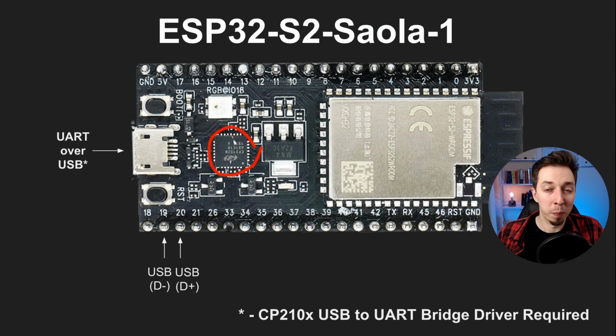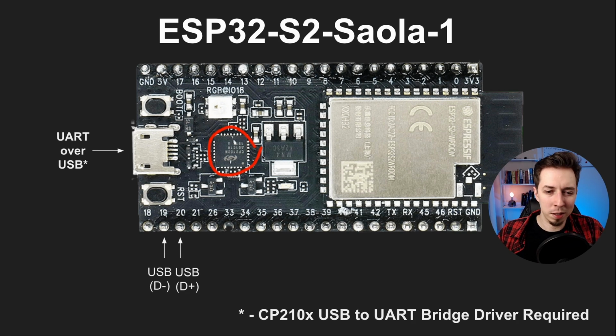The last thing to point out here is the USB OTG interface that is on pins 19 and 20, and it is separate from this micro USB port. So if you want to make use of that feature, you can either connect a USB cable straight away on the D- and D+, or you can use a USB breakout board and also connect it to these pins.